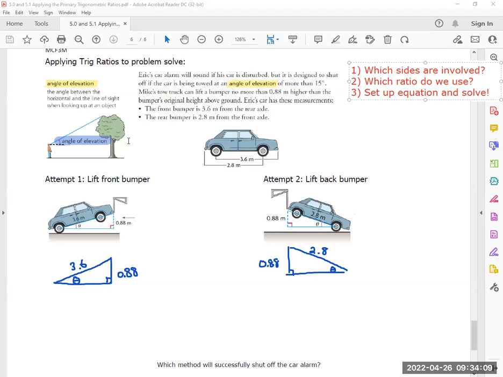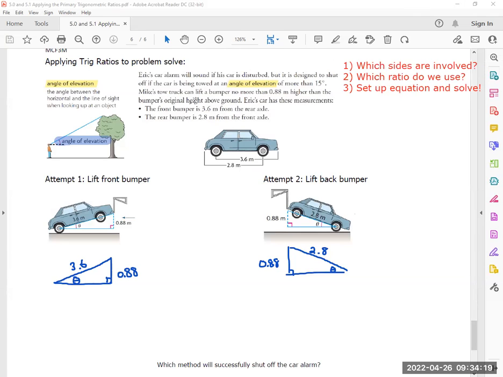All right, so with the about 3 minutes that I gave, how far amongst these steps did you get to? Were you able to identify which sides were involved? Sort of. In the first attempt, which side is going to be involved in my calculation? No? Oh, wow, okay, so we have some work to do.